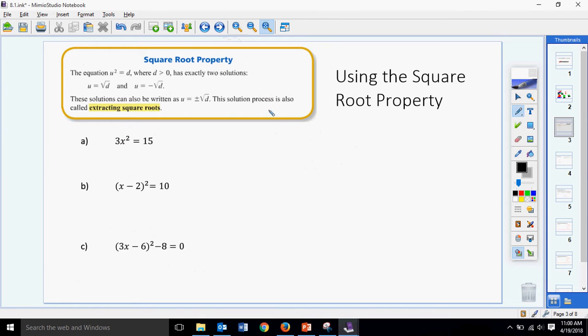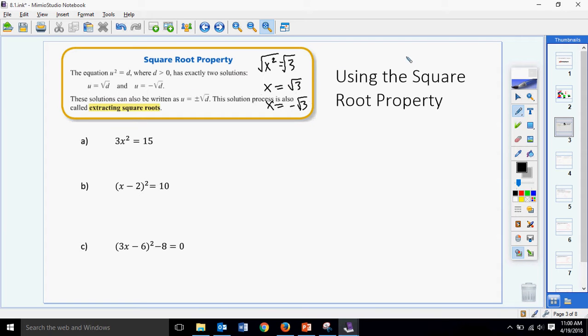Okay, the square root property comes next. Basically what it's saying is if you take the square root, like for instance, let's say we had x squared equals 3, and you're solving for x, and you take the square root of both sides, x is going to have two solutions. It's either going to have the positive version of the square root of 3, or it's going to have the negative version of the square root of 3.